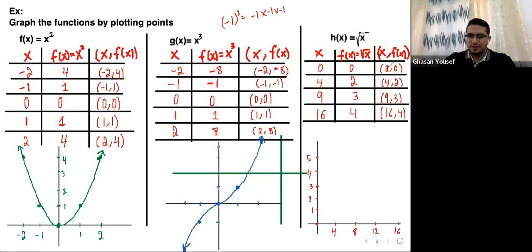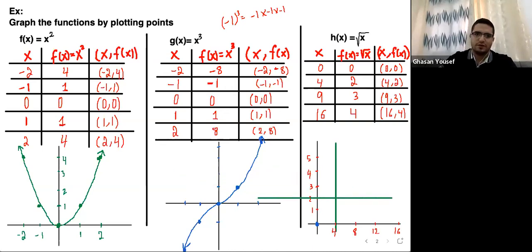Now, at the first coordinate here, at first the ordered pair, the first point is 0, 0. So here is my 0, 0. This is the first point. Second point is 4, 2. So my x value is 4, and the y value is 2. So here, the point should be around here.